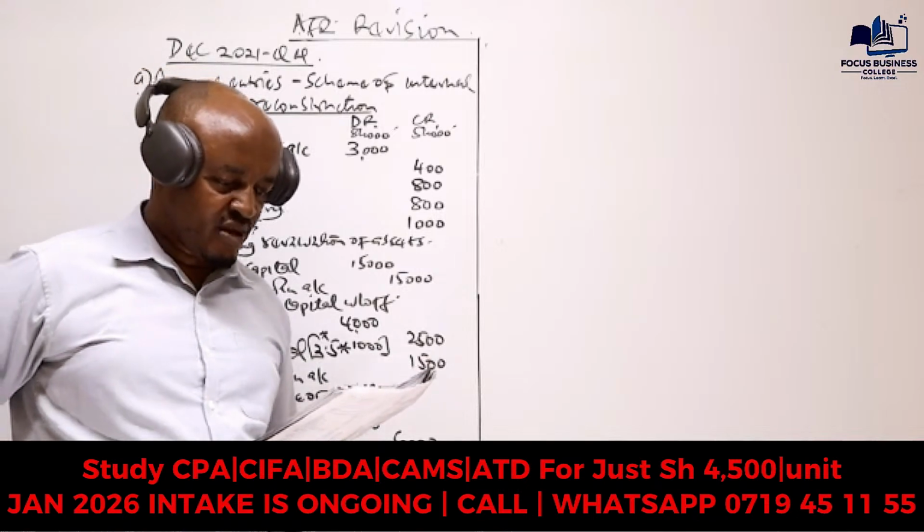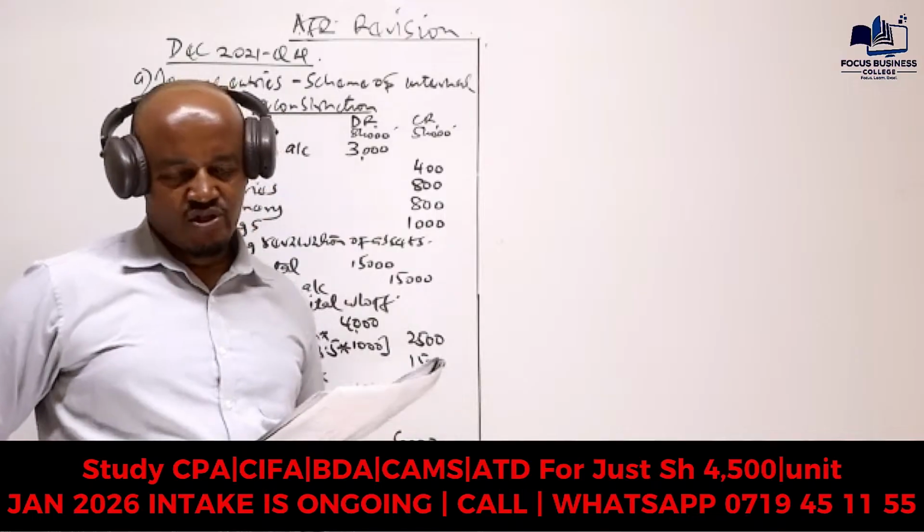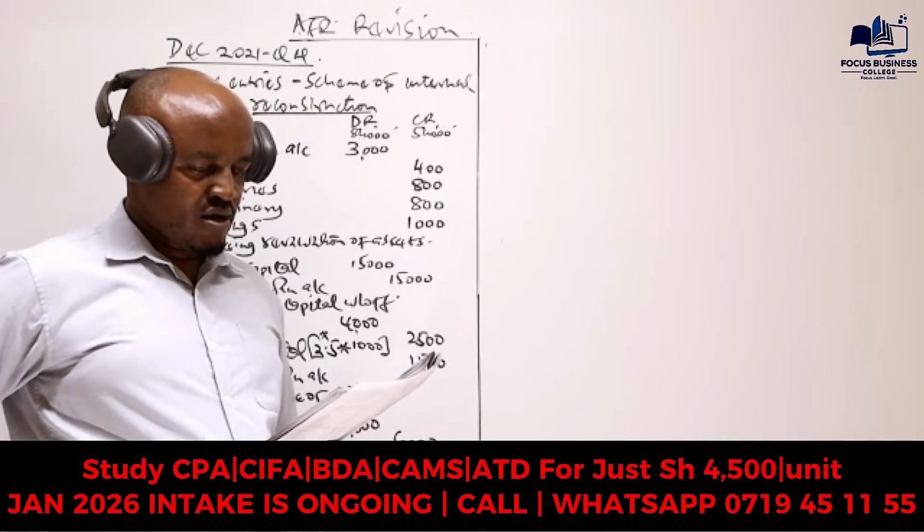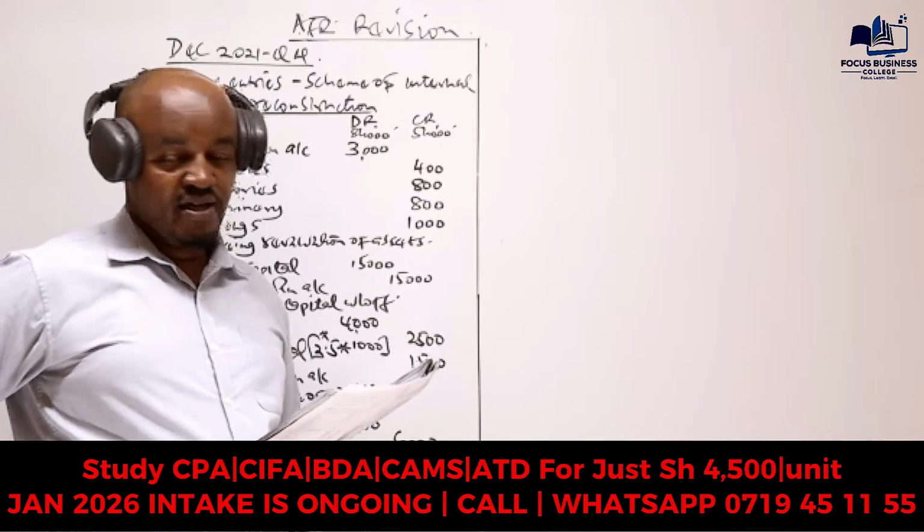So in that case, I think we have 3 transactions we need to account for. Number one, let's account for what we have in the first sentence.